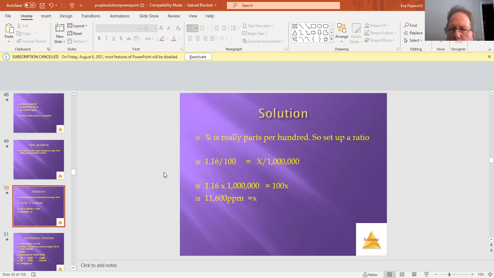To get parts per billion, instead of multiplying by 1 million, I would multiply by 1 billion.